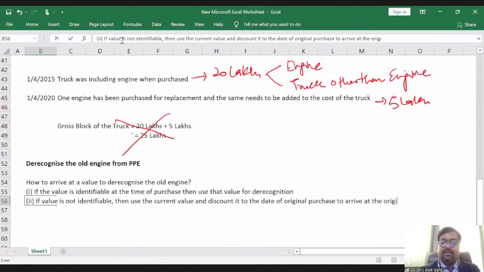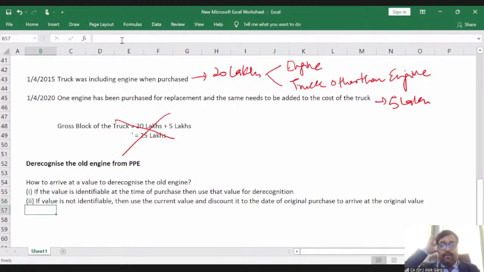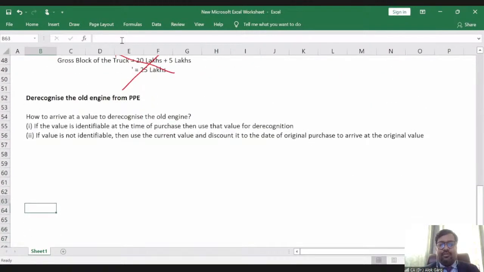For example, I bought this truck, and when I bought it I don't have the breakup of what is the cost of the engine and what is the value of the part other than the engine, right? Truck other than engine. But today, when I am replacing this engine, I know that the cost is 5 lakh rupees, right? So if I discount it 5 years backward, for example, the discount rate is 10%. So today I'm incurring a cost of, let's say, 5 lakh rupees. So what is my today cost? My today cost is 5 lakh rupees.